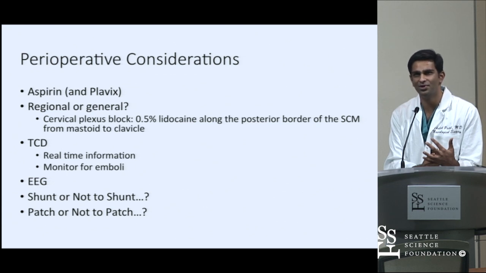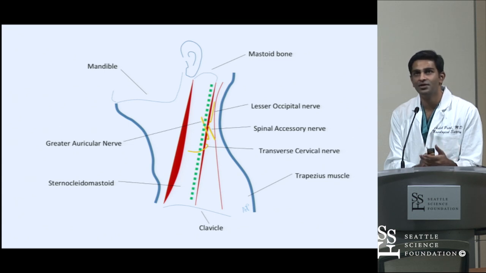And then other nuances, shunt or no shunt, patch or no patch. I think that's all dependent on the surgeon and how you were trained. And some surgeons just shunt the patient up front before they even declare themselves needing it. How do you do regional? It's really easy. You can all do cervical plexus blocks. You don't need an anesthesiologist to do it.